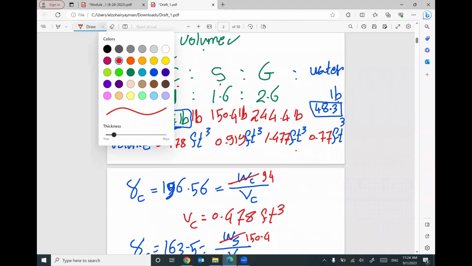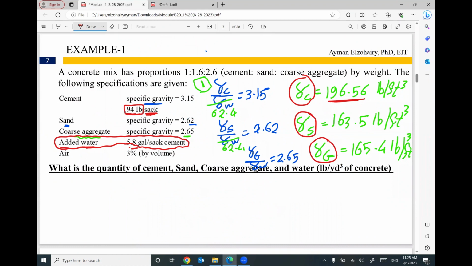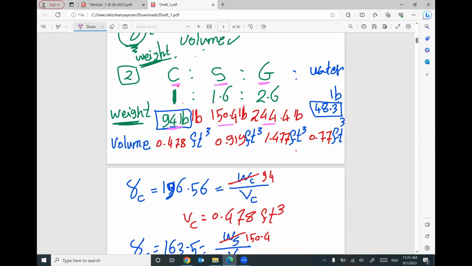Second step, one more time. I put the ratio between your ingredients: cement, sand, gravel. I assume I have one bag of cement with weight 94 pounds. Then I figure out how much weight of sand and gravel I need, and I look for the information related to water. Water is given here as 5.8 gallons for each sack of cement, so I convert this number to weight and found 48.3 pounds of water. Then I convert each of these weights to volume.